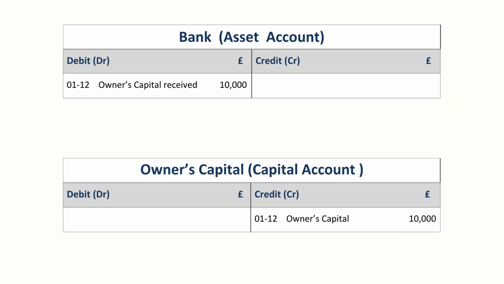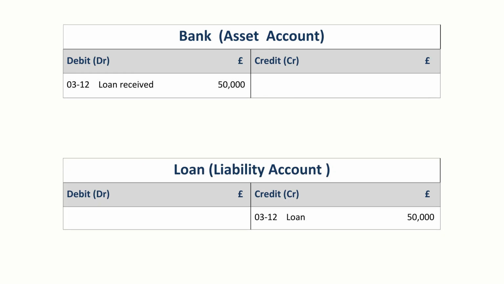Our first transaction, the owner puts £10,000 cash into the business. Which two accounts are involved? Bank and owner's capital. Let's post that in our T accounts. The bank increases, so we debit bank. Capital increases, so we credit capital. Next, the business takes out a £50,000 loan from the bank. That increases our bank, so debit bank. This increases our loan, which is a liability account, so credit loan.